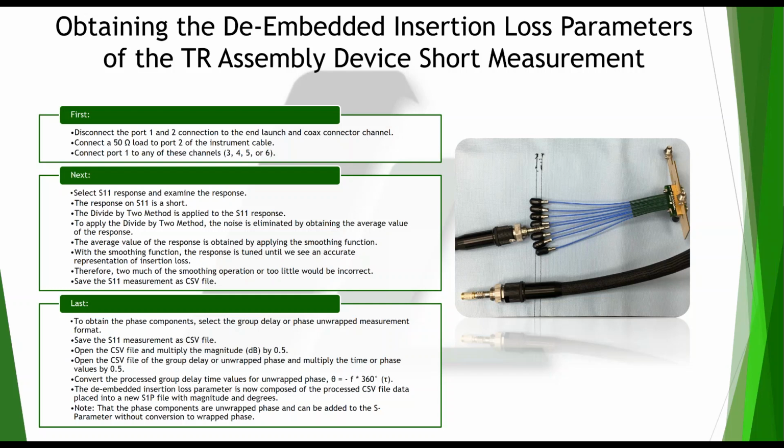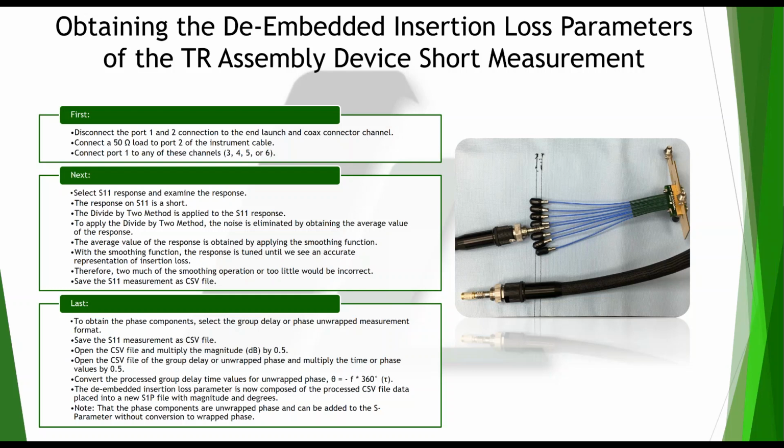The divide by 2 method is applied to this S11 response. First, we get an average value of the response by taming it and applying the smoothing function. With the smoothing function, the response is tuned until we see an accurate representation of the insertion loss. Once we get that S11 measurement, we save it as a CSV file.